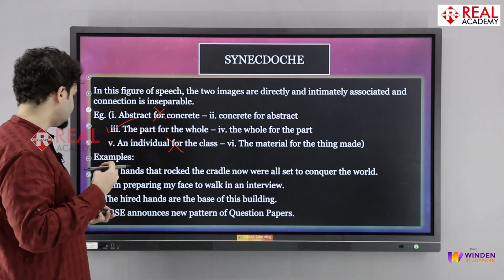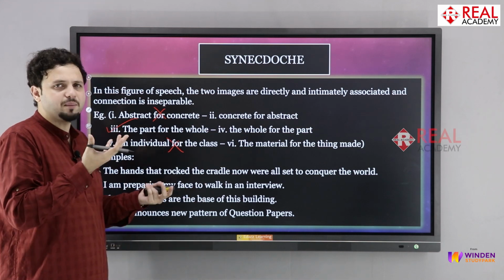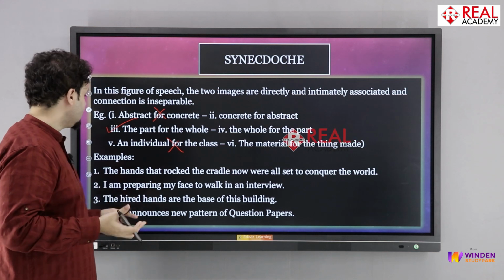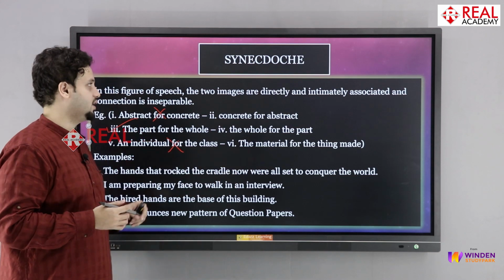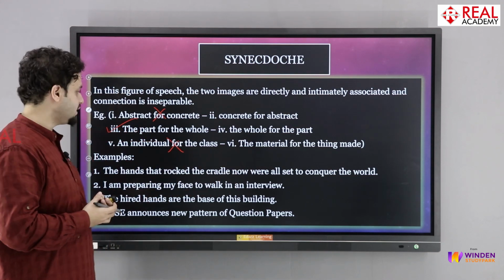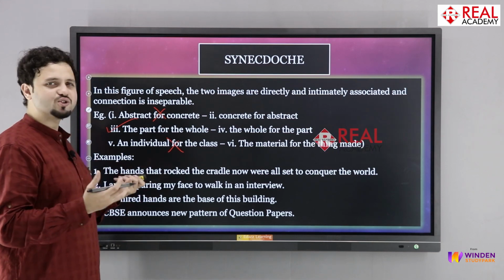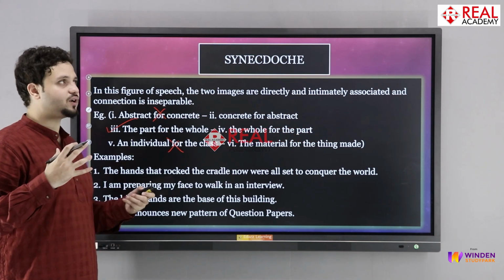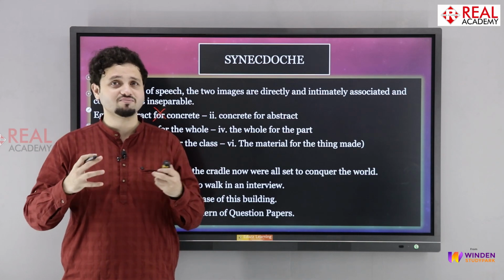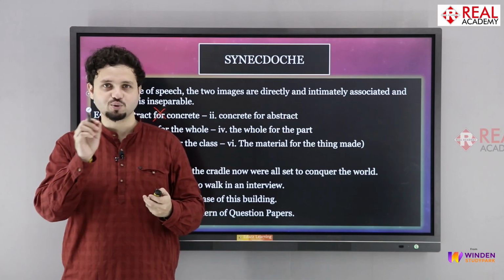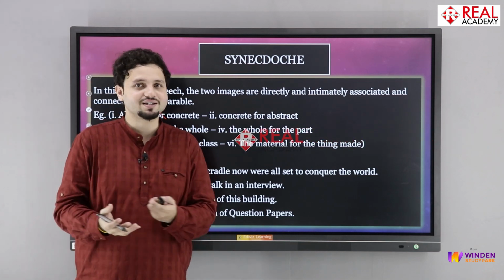Let's take an example. Like I am preparing my face to walk in an interview. My face. Am I preparing only my face? No, entire body, right? The hands that rock the cradle now were set to conquer the world. Here we are talking about mother, right? So hands are representing entire body like this. Not so important, but still you have to understand it, especially for 11th and 12th. And if you find such examples in your entire syllabus, just write these examples and learn them by heart. Like so and so example is of synecdoche, especially about the tough figures of speech which you find as if they are tough.